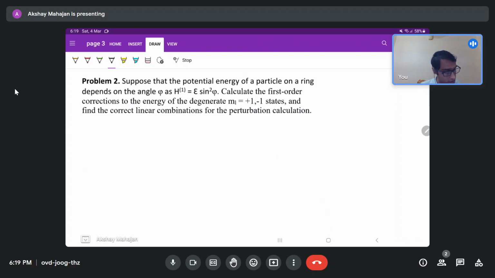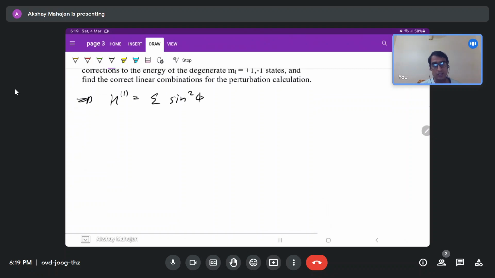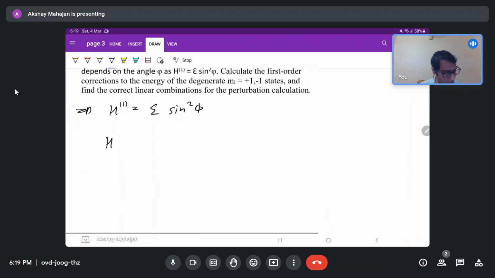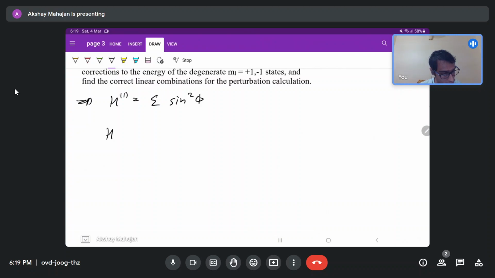So for this problem, we have our perturbation, given as epsilon of sin²phi. As we have seen in the previous question for the general case, we will need these matrix elements. I am mentioning this as H prime, H1. Let's just go with H prime, because that is what we have been using.